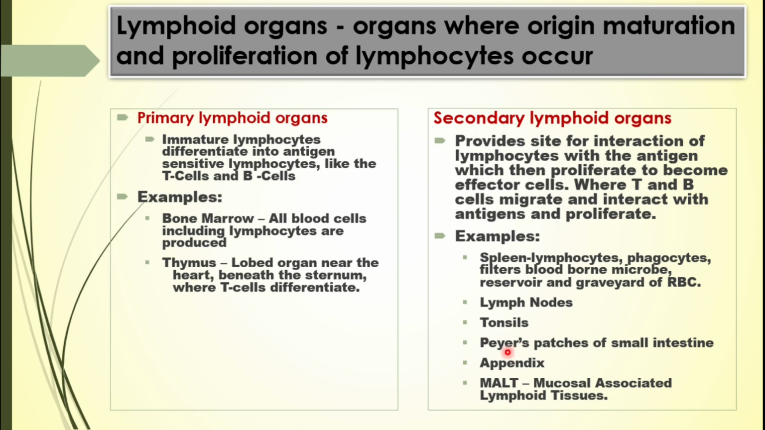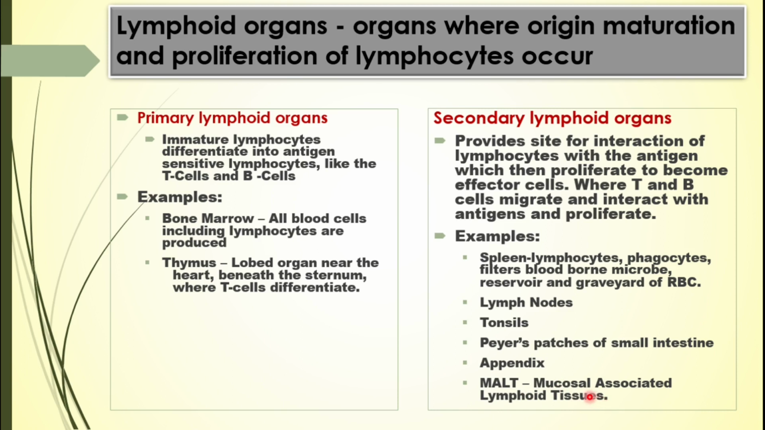The fourth example is Peyer's patches of the small intestine. The small intestine has patches called the Peyer's patches, and all these are typical examples of a secondary lymphoid organ which provides sites for antigen to interact with them. The next example is appendix. Appendix, which you know, is found at the junction between the small intestine and the large intestine. And the last one is the MALT. The full form is mucosal associated lymphoid tissue.